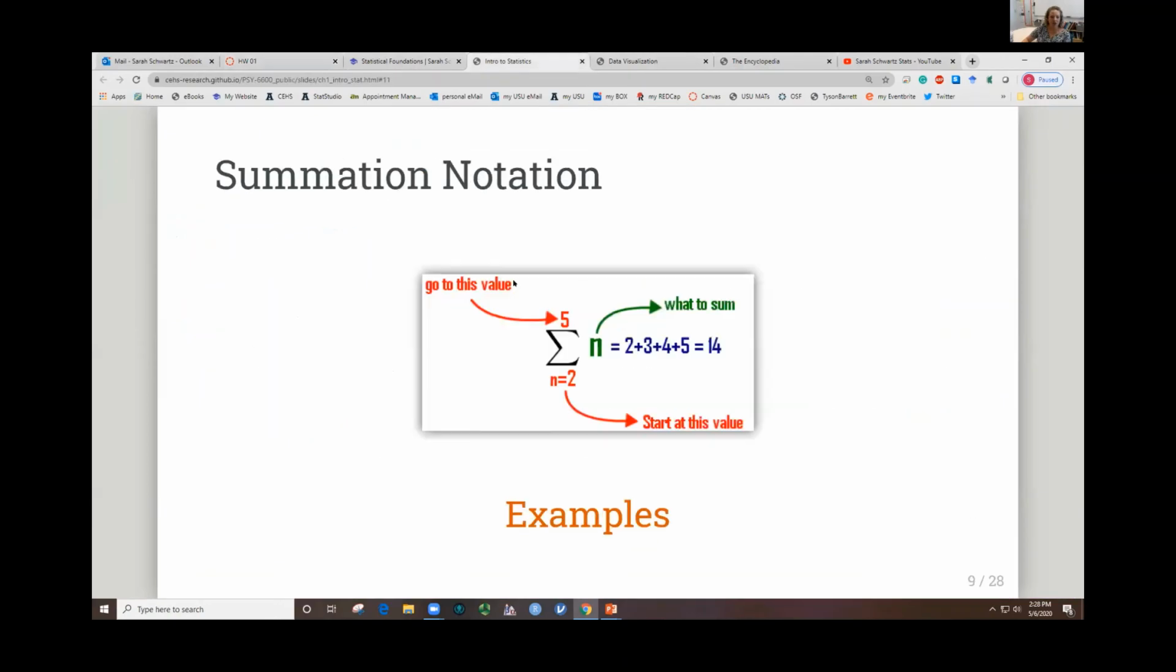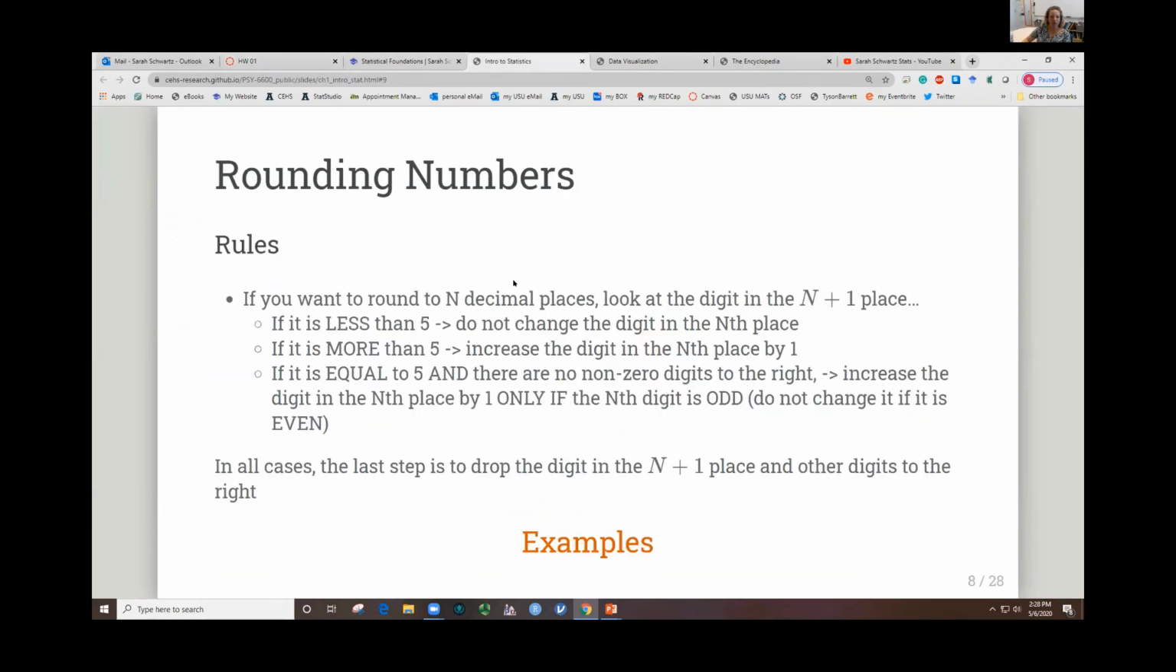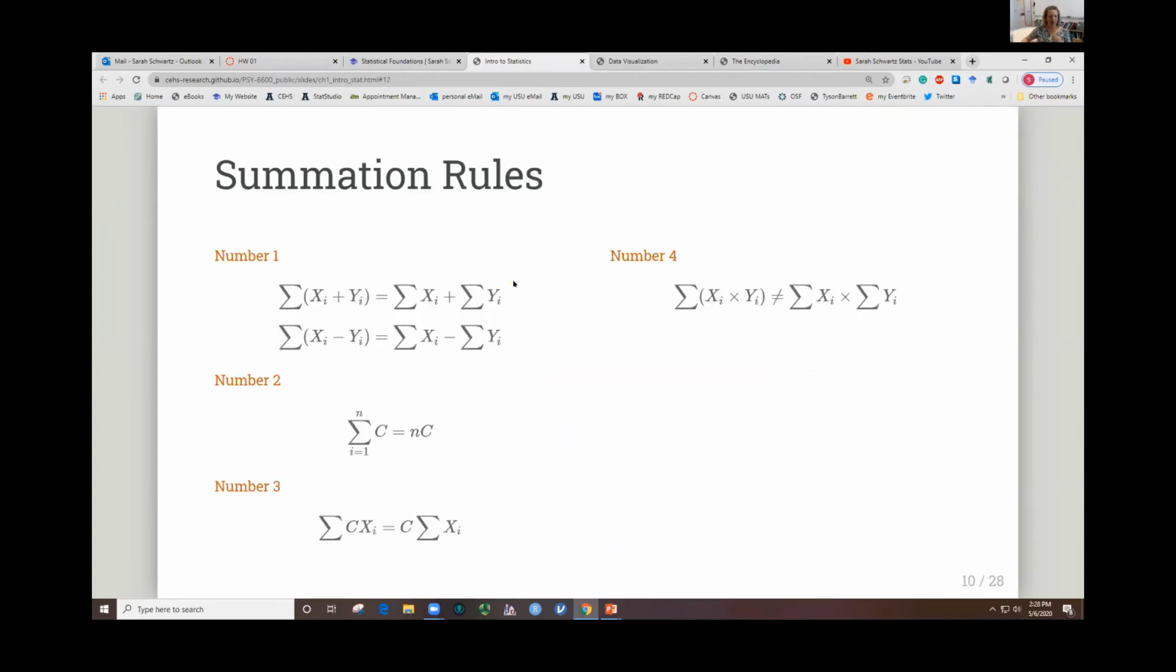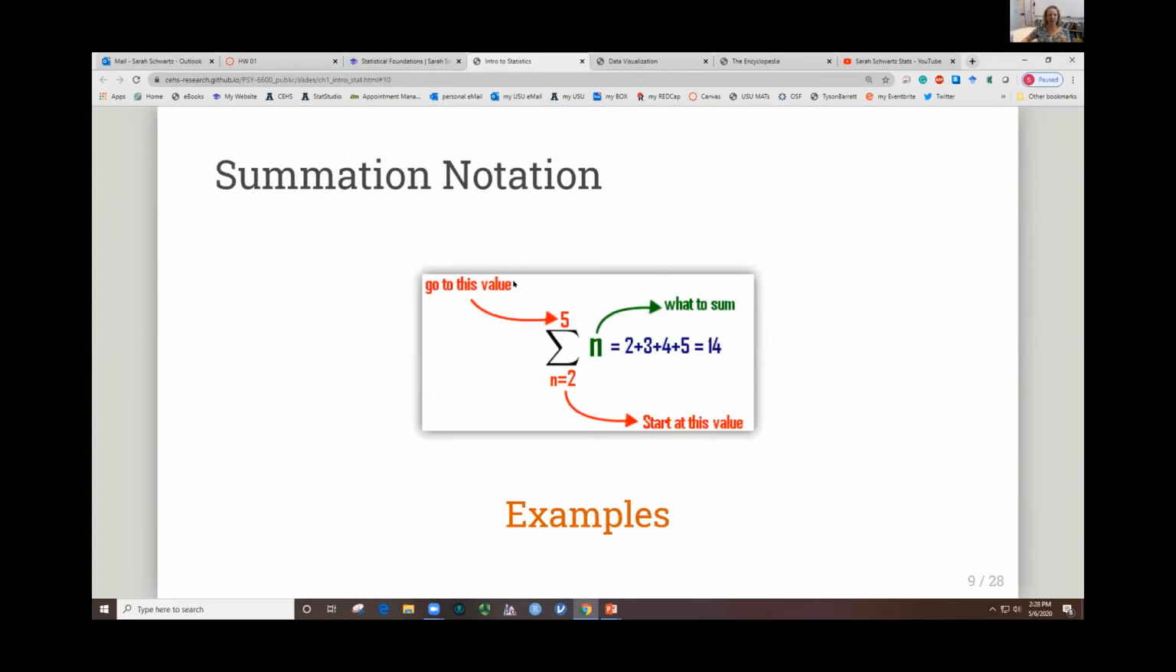Okay, are there any other questions on the rounding? That's a funky third rule. Okay, the last thing in this chapter, other than R, is the summation notation.